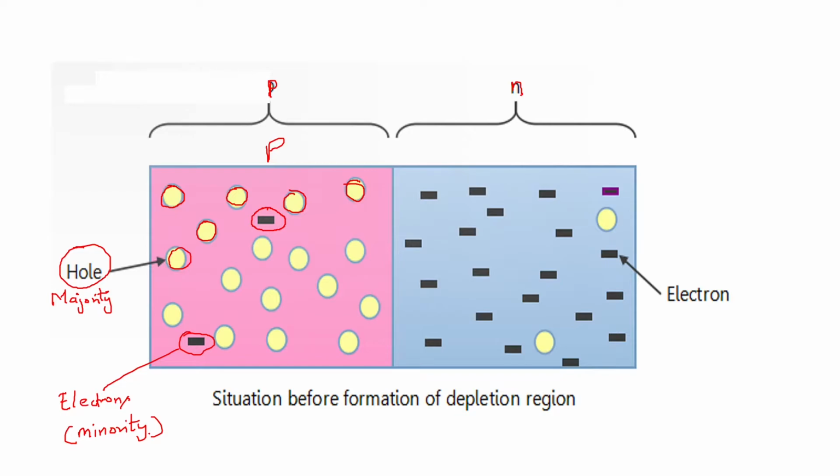So in p-type semiconductor, you have holes as more in numbers, so they are majority charge carriers, and electrons which are obtained because of thermal effect are minority charge carriers. They are less in number.